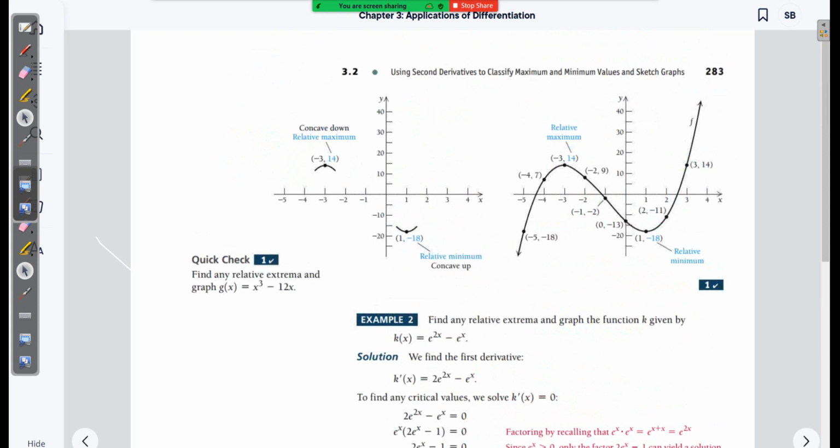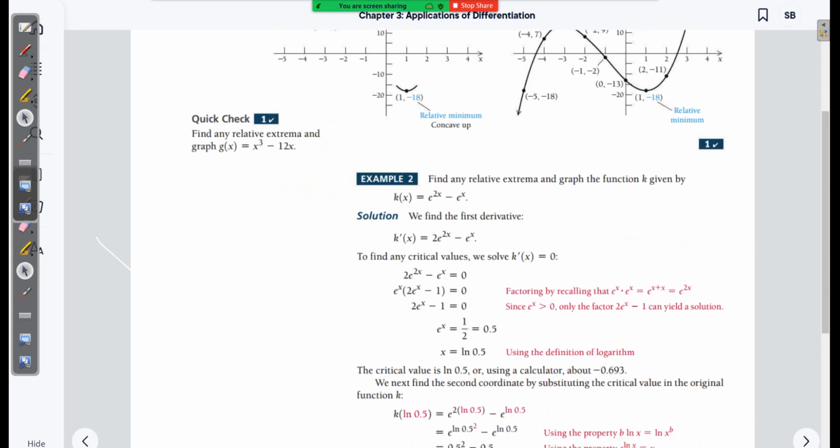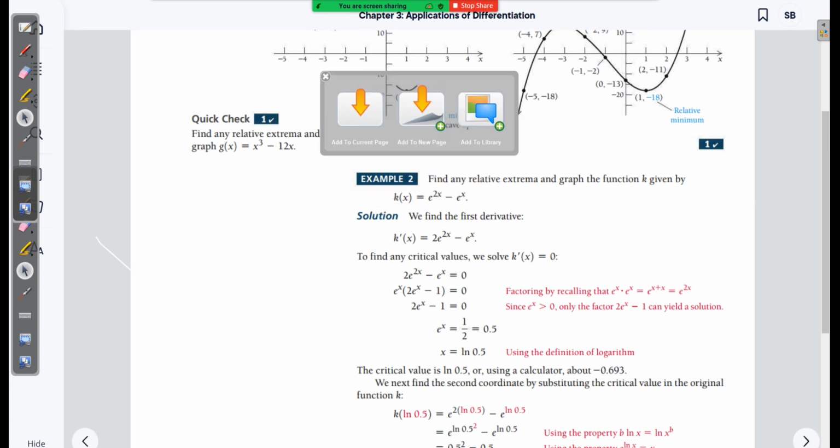All right, so now we get to jump into example 2. Man, this is not good. I've got two toolbars over here. Alrighty.